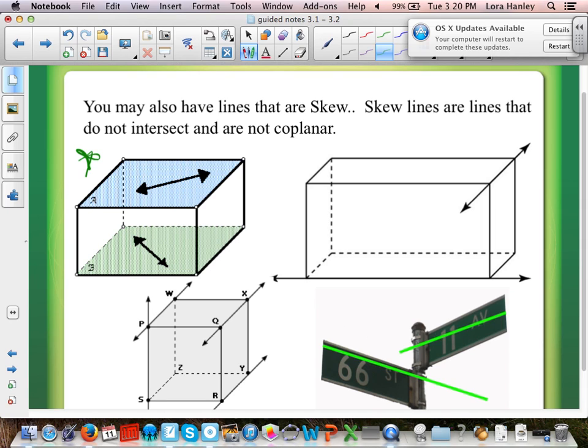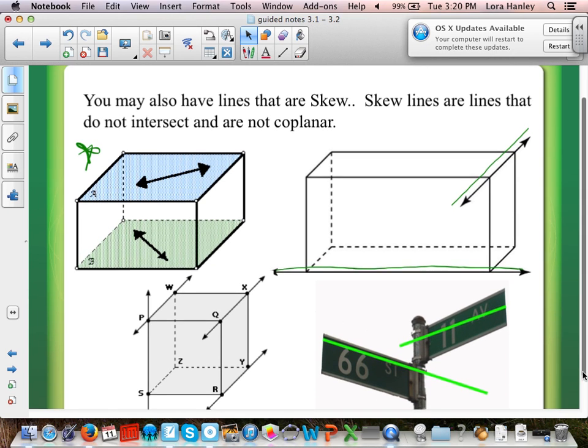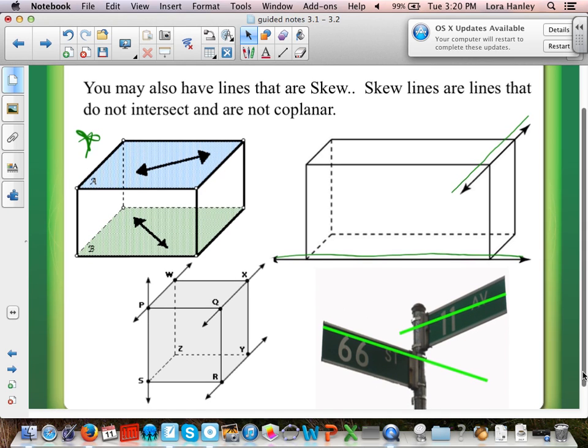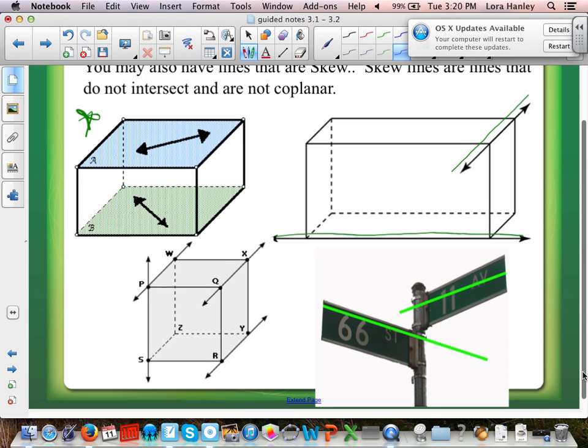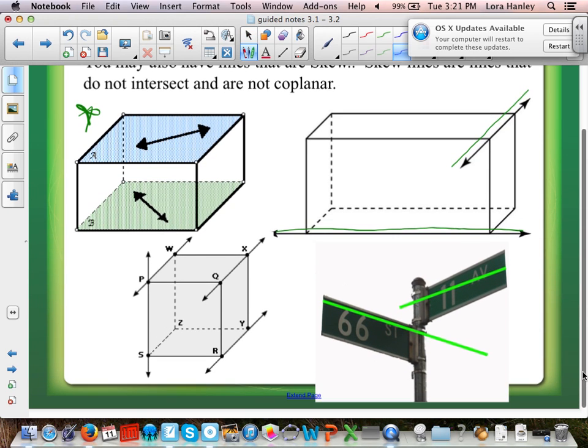So let's say we look at the bottom of this box here. Well, that's running along the very bottom. The line that comes from the top of the box, that is never going to run into the line on the bottom because they're so far apart. They're in two different planes. If we look towards the bottom, let's say we want to find lines that are skew to YR.